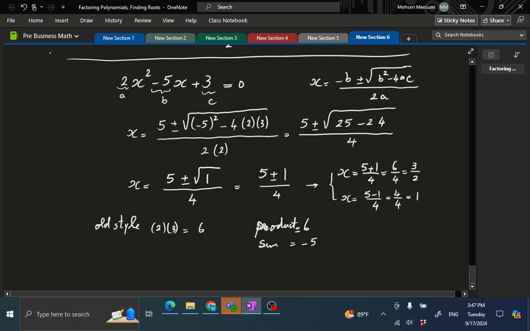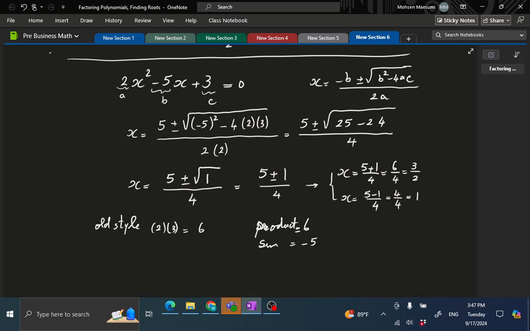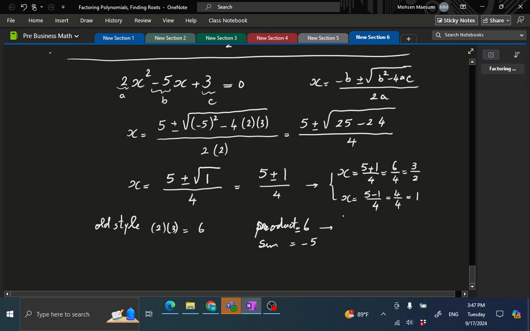What are two numbers such that when you multiply them you get 6, and when you add them you get minus 5? Well, what are the possibilities for 6? It's either 1 and 6, or 2 and 3, or 3 and 2, or 6 and 1. Or it's minus 1 and minus 6, or minus 2 and minus 3, or minus 3 and minus 2, and minus 6 and minus 1. Which one of them sums to minus 5? Well, these are the only possibilities. Pick either of them, it doesn't matter.